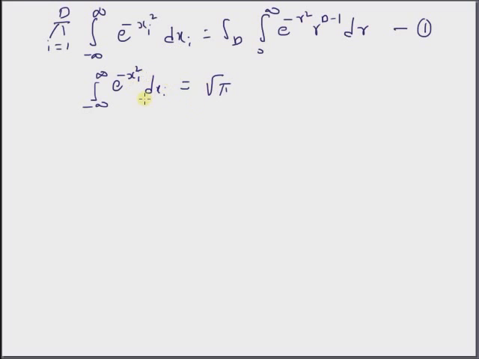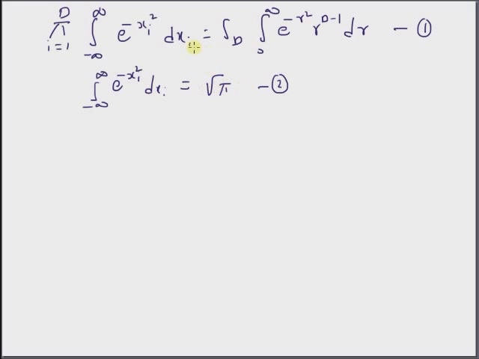You can easily verify this from our knowledge of Gaussian distribution, because if you take this root pi on this side and divide it with the appropriate constant, it becomes the area under a Gaussian distribution. So now we have this expression, that is integral minus infinity to plus infinity e power minus xi square dxi is equal to square root of pi.